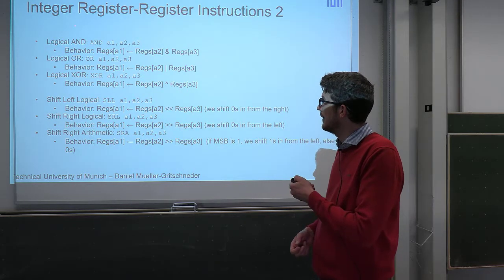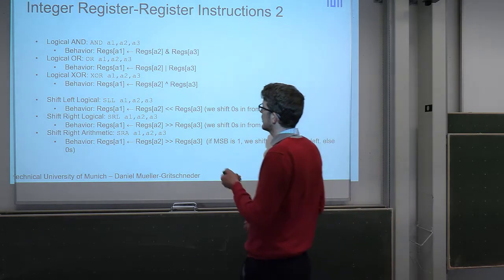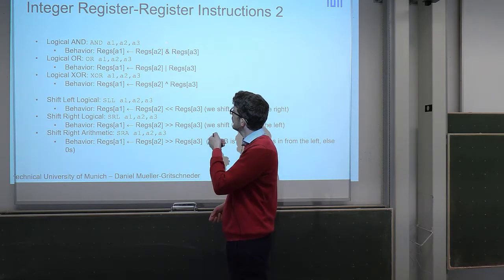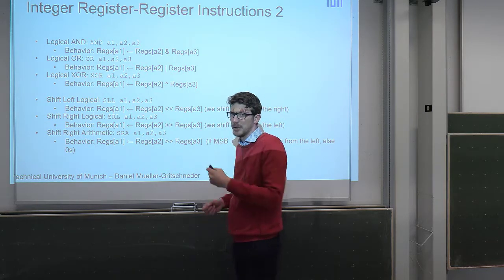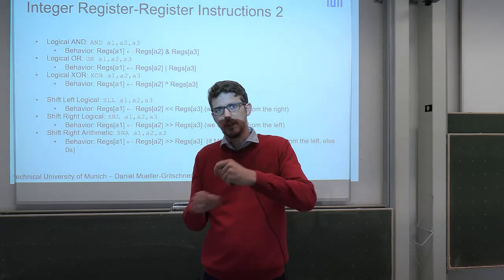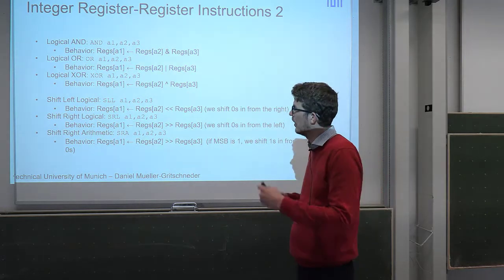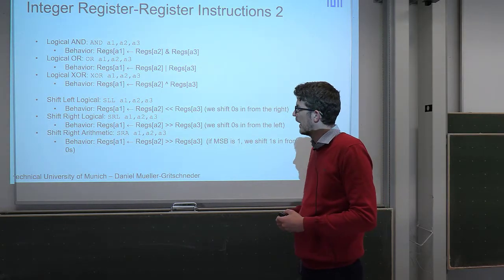Then we have, of course, all the usual logical instructions. You make a logical operation on A2 and A3 with AND, OR, or XOR, and this is done bitwise: per bit you make an AND, per bit an OR, per bit an XOR.